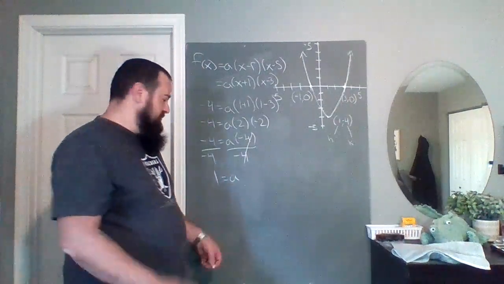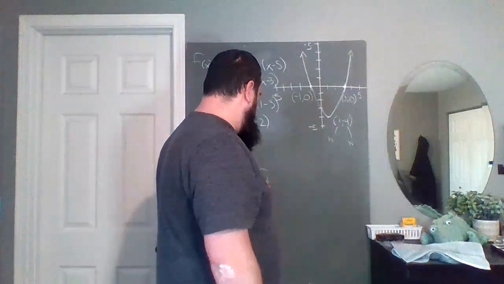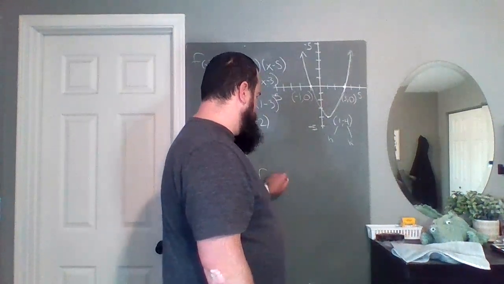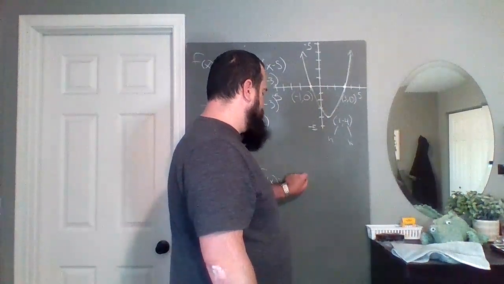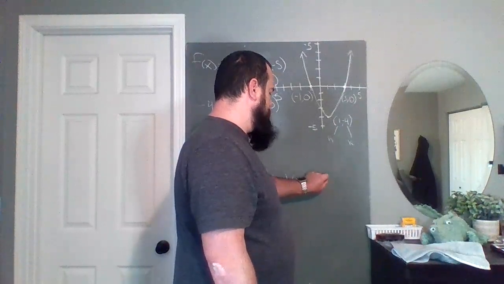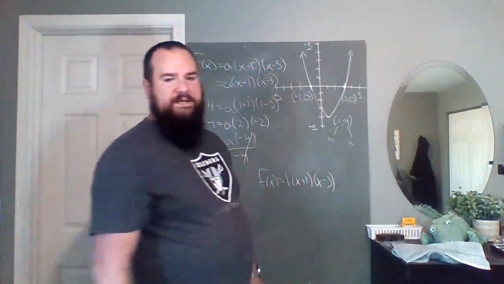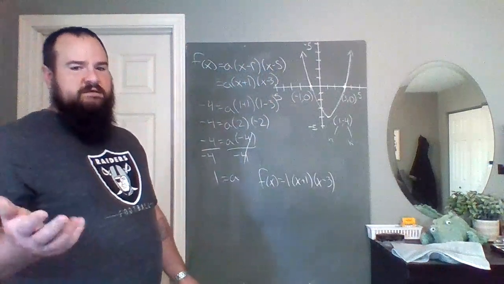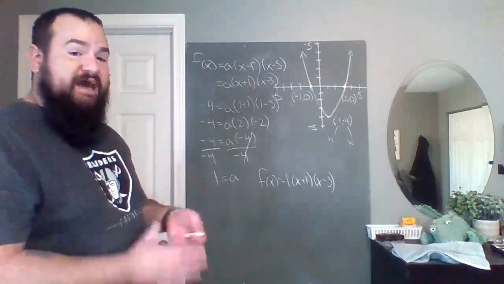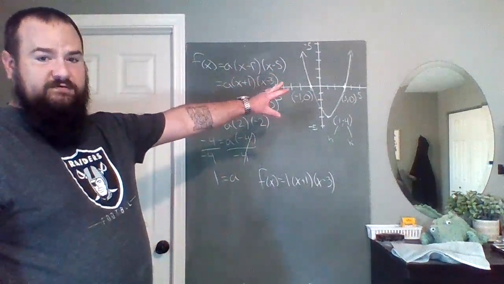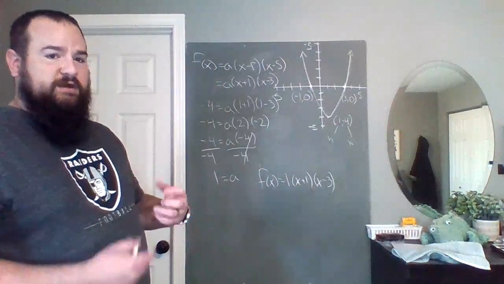And then you just restate your final answer, right? Our factored form of this function is equal to 1 times x plus 1 times x minus 3. There you go, guys. That's it. That is the way we go from a graph to an equation, no matter which form we're dealing with.